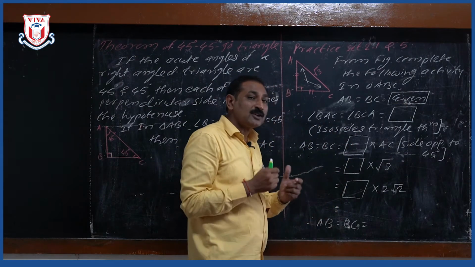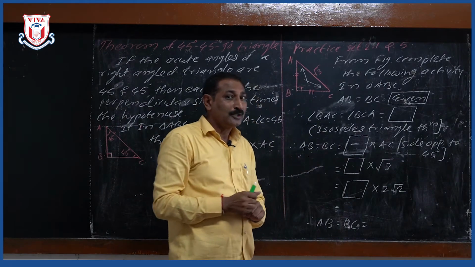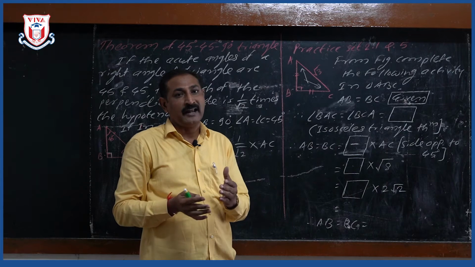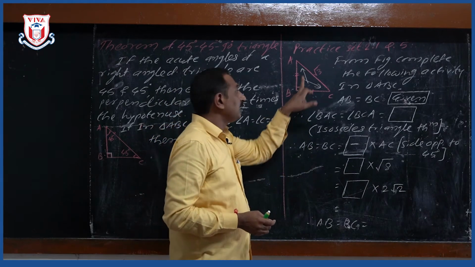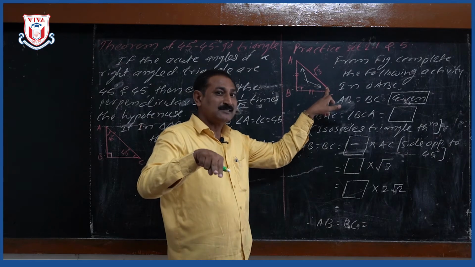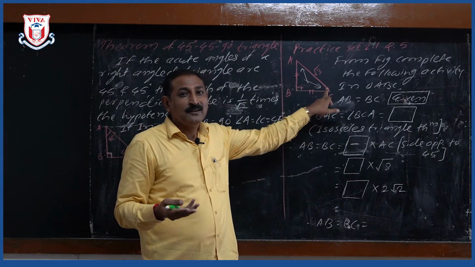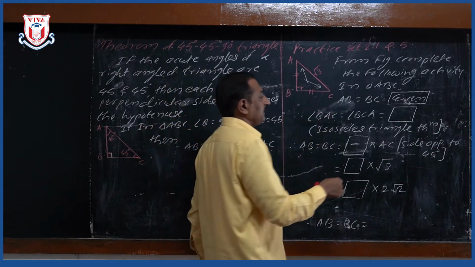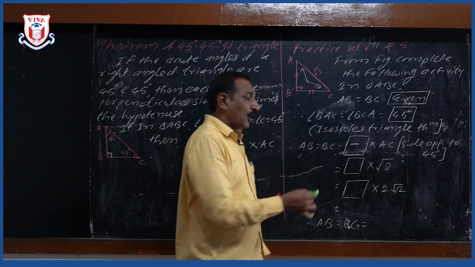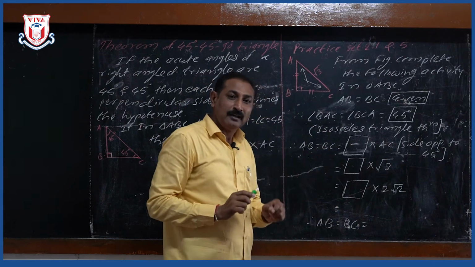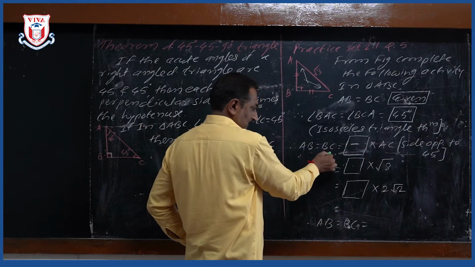Then what is the measure of these angles? One angle is 90 degrees. You know the sum of all angles of a triangle is 180 degrees. This 90 degrees, the remaining two sum to 90 degrees, but both are equal, so how much is each? 45 degrees. Hence I write here 45 degrees, according to the isosceles triangle theorem. Now therefore AB is equal to BC.